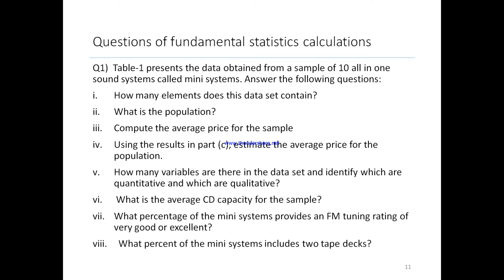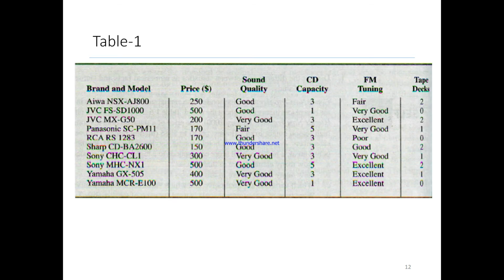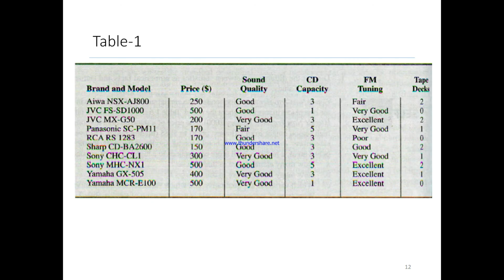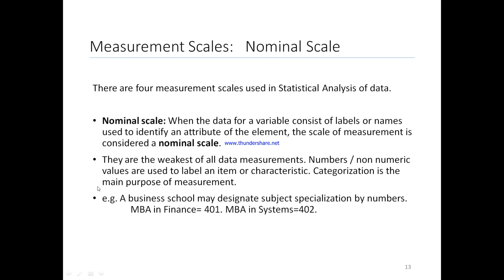Okay, so to do the fundamental calculations, I have a few questions here. So this is the data set. The first question is, how many elements does this data set contain? So the brands are the elements: 1, 2, 3, 4, 5, 6, 7, 8, 9, 10. So you have 10 elements, right?